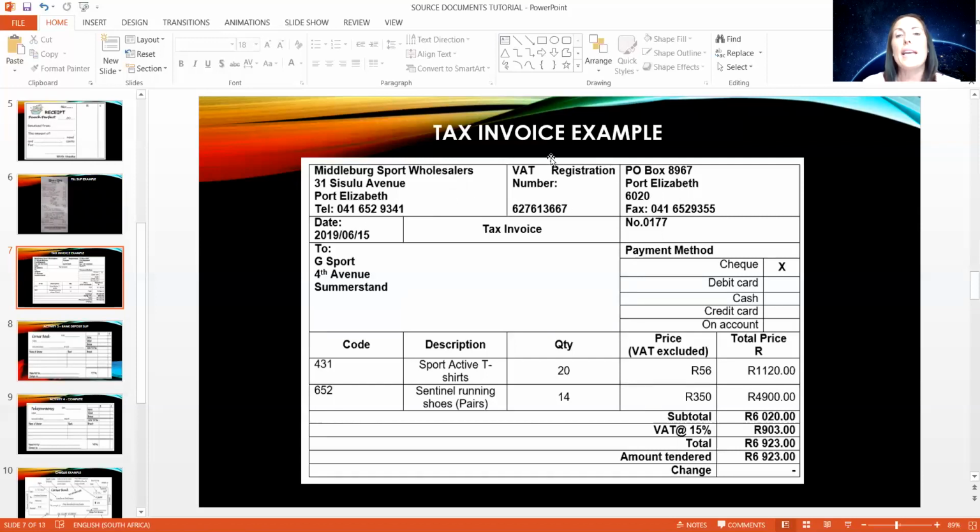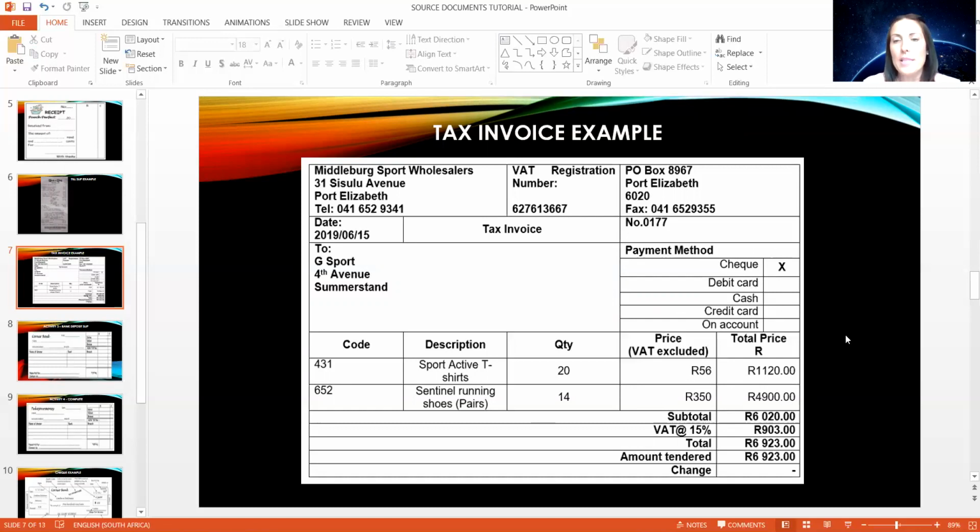So if we quickly run through this example, Middelburg Sports Wholesalers, that's the name of the business. I can see they registered for VAT, so they charge VAT, and here is the postal address. The date on this invoice was the 15th of June 2019. We can see it's a tax invoice and also the number. Now that's very important again for recording purposes. The client in this case was G Sport, and we can see here they've got an option to tick what was the payment method. This business paid with a check. Very ancient way of paying nowadays, but anyway, checks are still accepted as legal tender in South Africa.